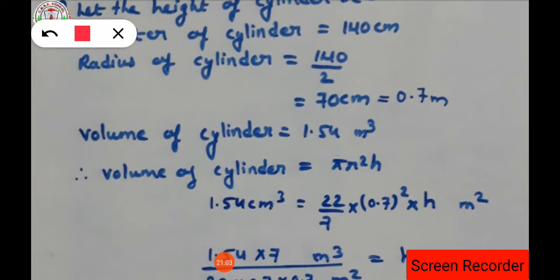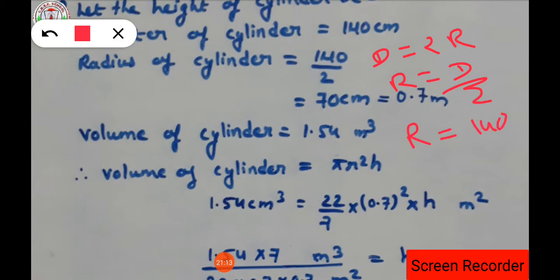So what will be the radius? Diameter is equal to twice of r, isn't it? So r is equal to diameter by 2. What is the diameter value we are having? 140. So 140 divided by 2 will be 70. So the value of r is 70.